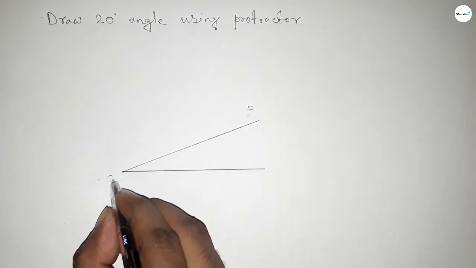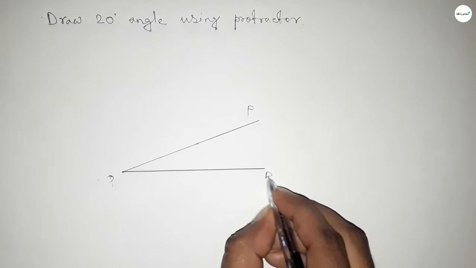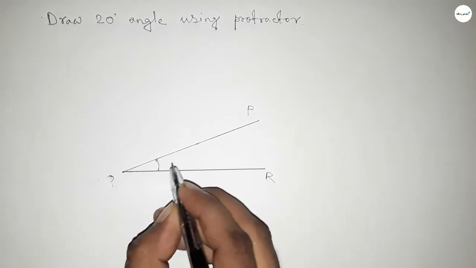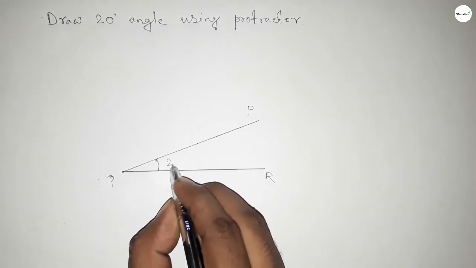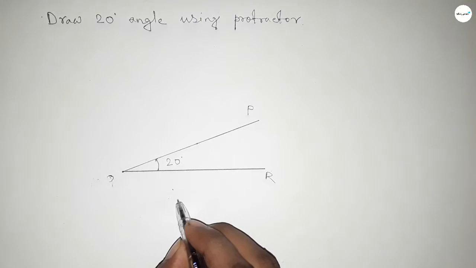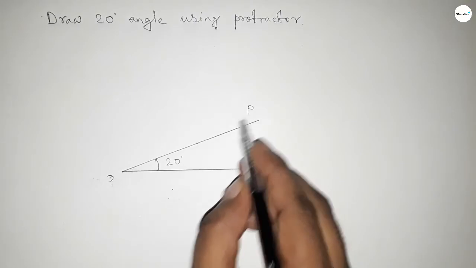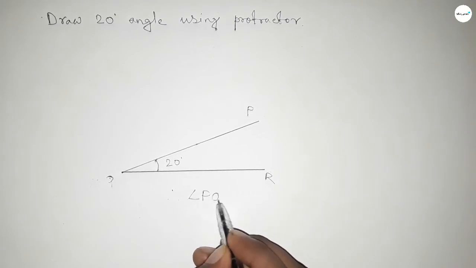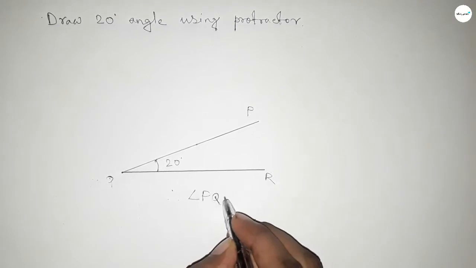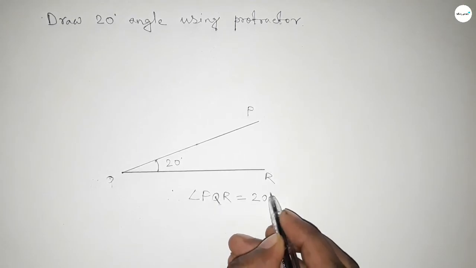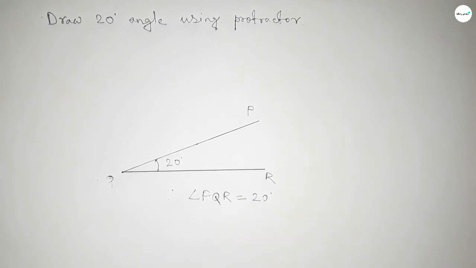So this is P, Q and R. So angle PQR equal to 20 degree. Therefore angle PQR equal to 20 degree.